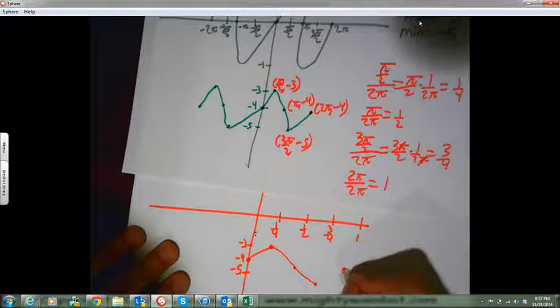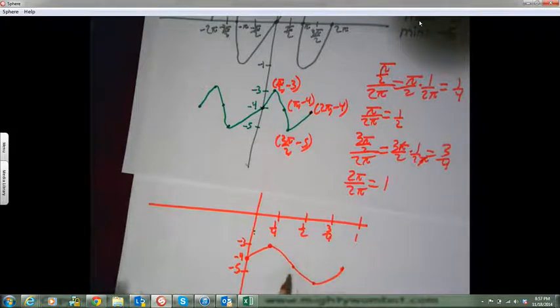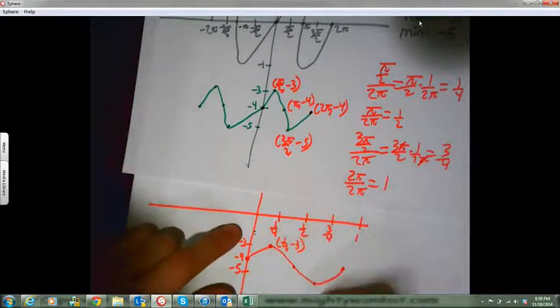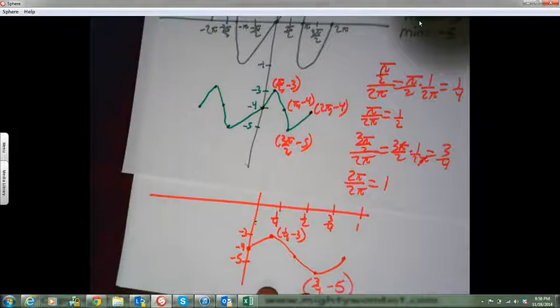And here, this red graph is now the graph I'm talking about. Here's the maximum, 1/4 comma -3. Here's the minimum, 3/4 comma -5. And there you have it. Let me move that up a little bit. So this is the final answer.